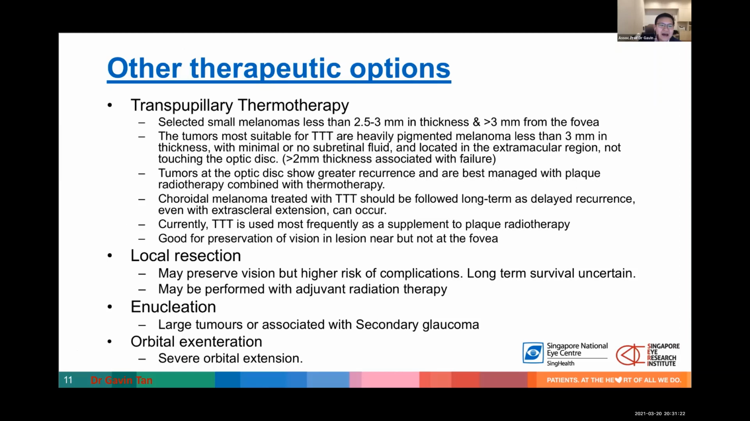Singh mentioned. There are other therapeutic options you may also want to consider. For very small tumors, transpupillary thermotherapy might be an option. There are various centers who have had success with local resection, which may be better to preserve vision, but they have a much higher risk of complications. Long-term survival is still a little bit uncertain, and the success with these complicated surgical procedures tends to be limited to a few small hands. So it's not something you could scale out and easily provide to a larger population. Of course, larger tumors do require enucleation, and if there's local spread, it may also require orbital exenteration.